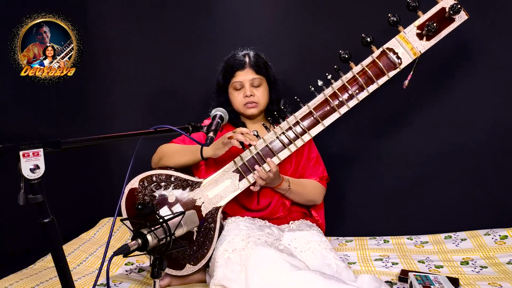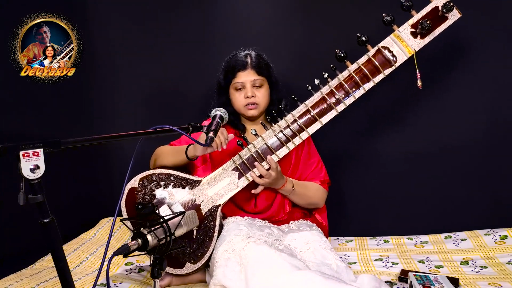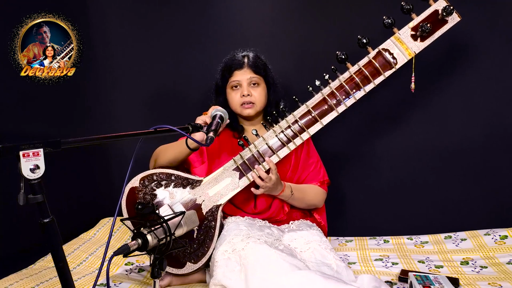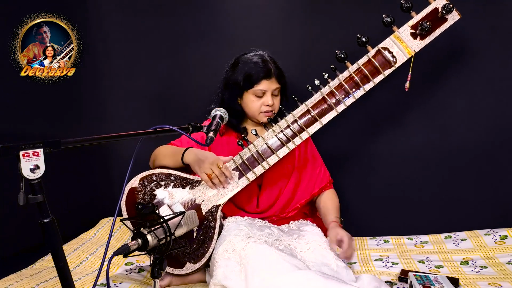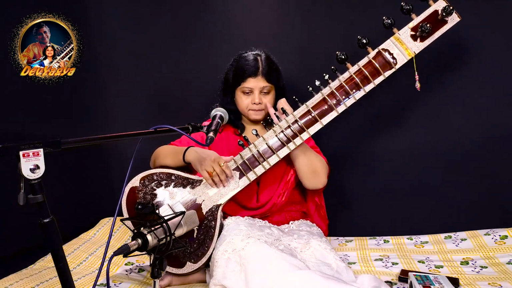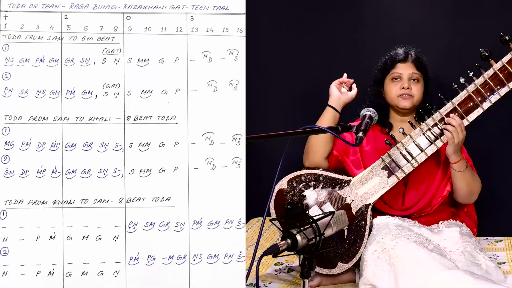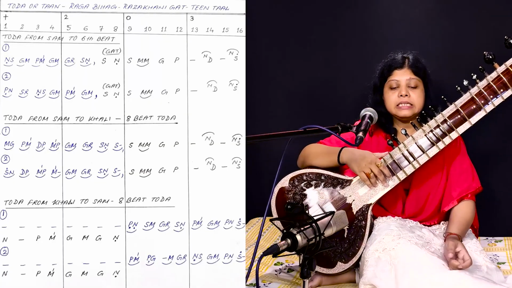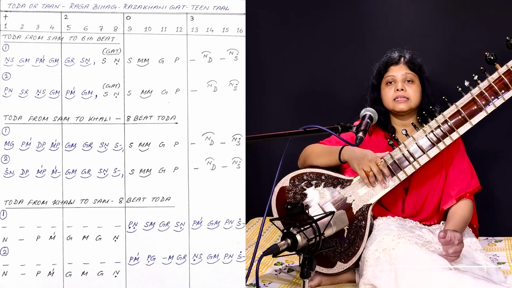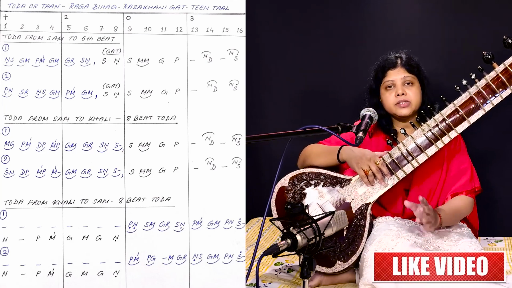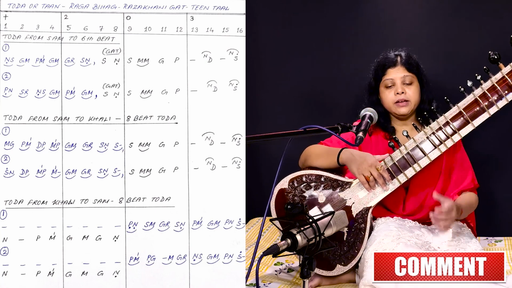Now coming to the first small taan or toda of a set of 6 beats starting from sum. As you can see, the first taan is ni sa ga ma pa ma ga ma ga re sa ni. Then sa ni is your gat. So how to play?